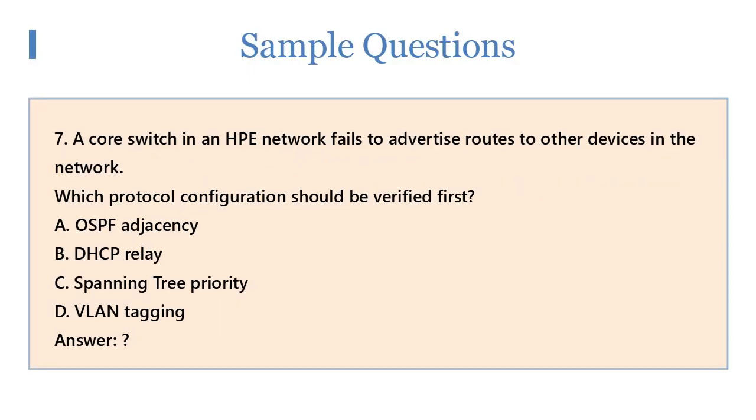7. A core switch in an HPE network fails to advertise routes to other devices in the network. Which protocol configuration should be verified first? A. OSPF adjacency. B. DHCP relay. C. Spanning tree priority. D. VLAN tagging.